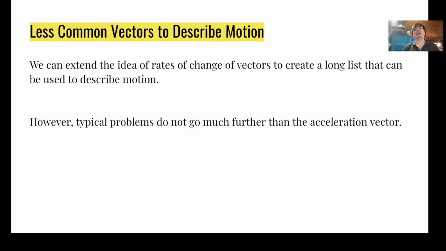You might think, okay, if we know the position, the time, the velocity, and the acceleration, is there anything more that we would need to know in order to describe motion? In fact, you can continue this idea of the rates of change of these vectors to create an extremely long, actually infinite, list to describe the motion. But most of the problems that you'll encounter in Introduction to Classical Mechanics won't go much further than the acceleration vector. And typically, you would employ calculus in order to figure out the next ones.